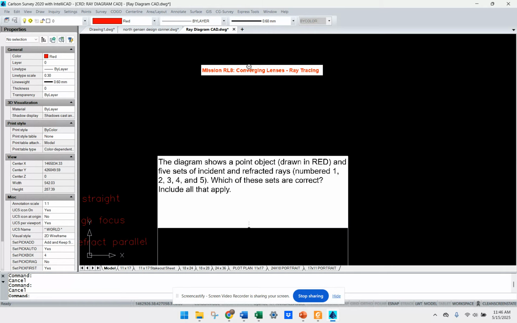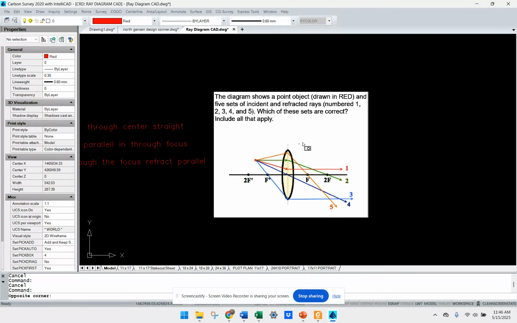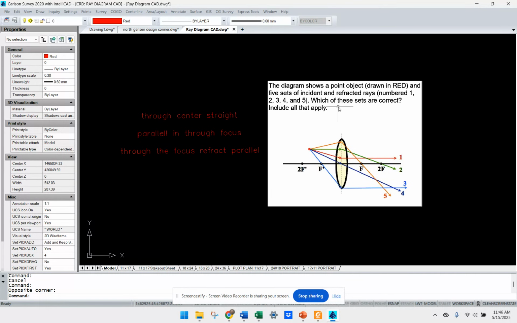RL8. And so if you look at these scenarios here, I don't know that I'm going to do all these, but I'll at least do a few of them. We can look at this and we can say, well, what would really be happening? And if we start here, we always want to know through the center straight. Well, that's going to be 4. So 4 would be correct.